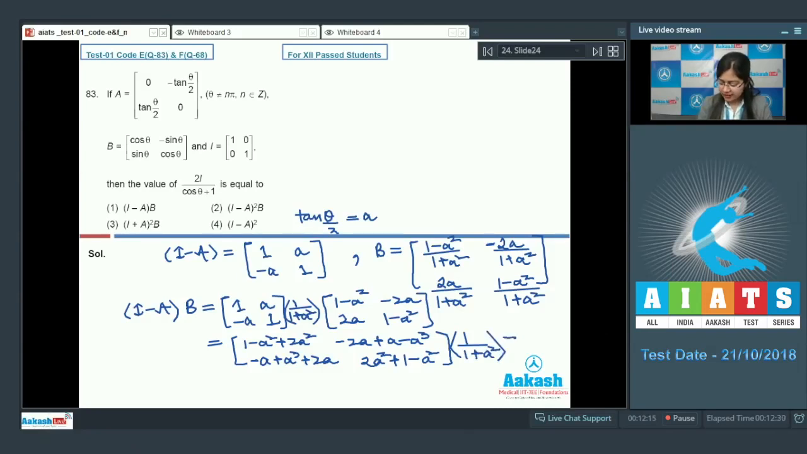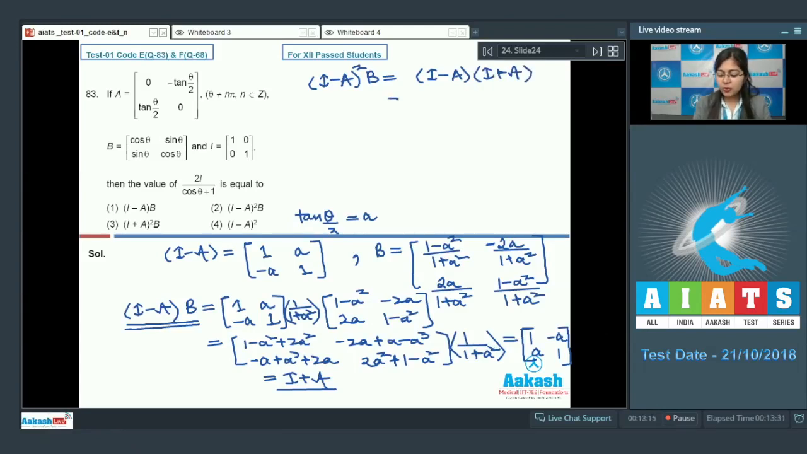Now solving this, we will get it equal to 1 minus a 1, right? Now this value can be written equal to I plus a, right? So we get that I minus a into b is equal to I plus a. Now let's further find the value of I minus a whole square into b, right? Which will be equal to I minus a into I plus a, right? Now this will be equal to matrix 1 minus a 1 into 1 a minus a 1, right?